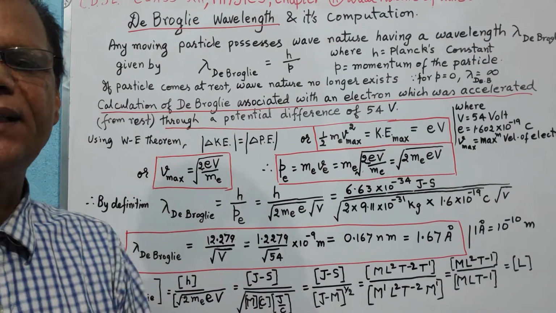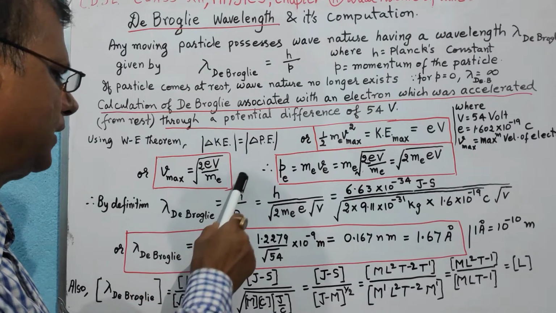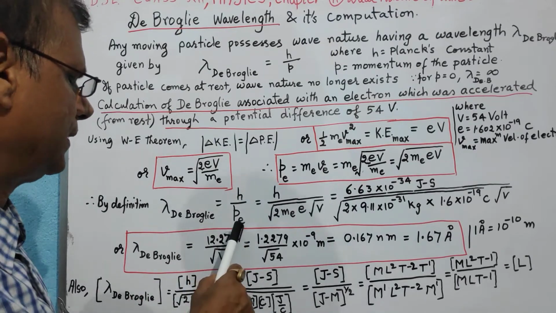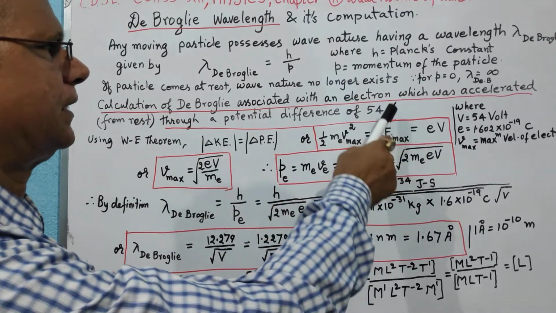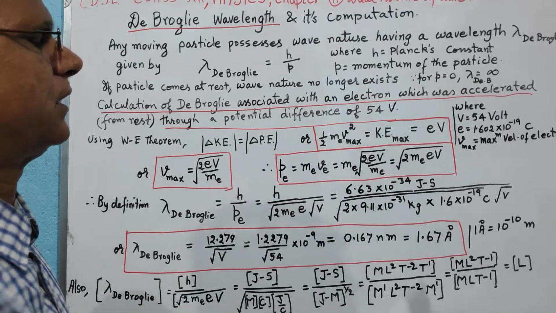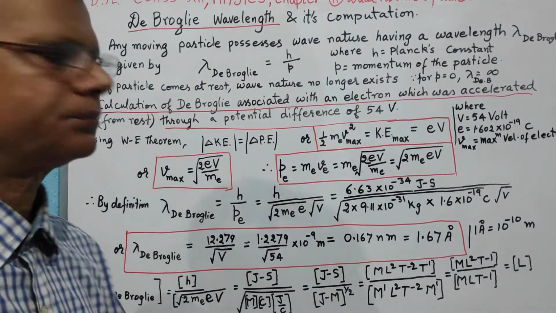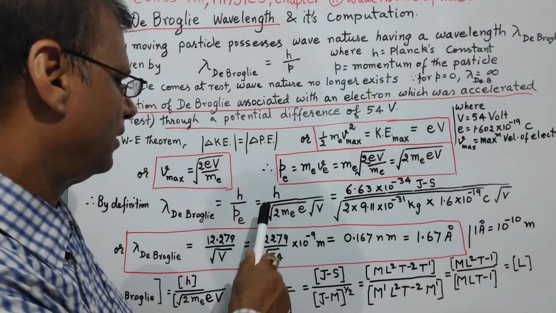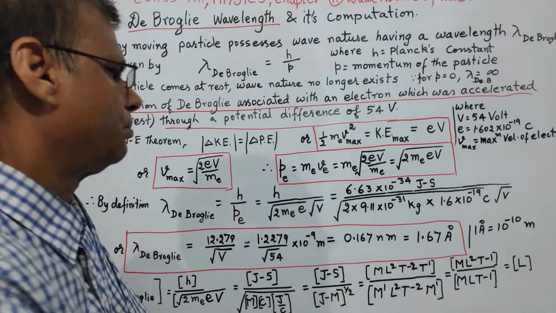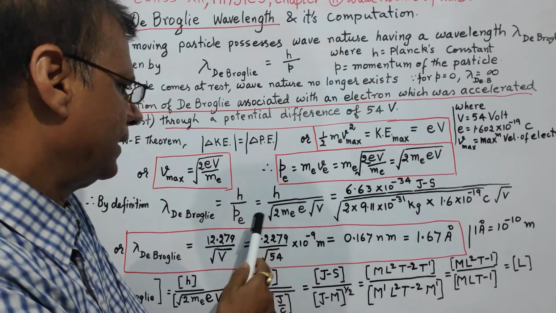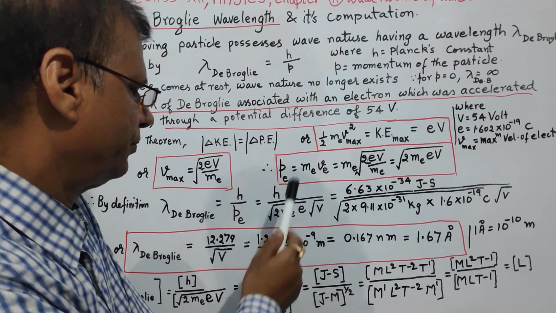Now by the very definition of de Broglie wavelength, we can write de Broglie wavelength is equal to h upon p_e. p_e is the momentum of the electron which has been accelerated through a potential difference of 54 volt. And when we put the value of these constants here, h is equal to nearly 6.63 into 10 power minus 34 joule second, divided by under root 2 m_e e V.